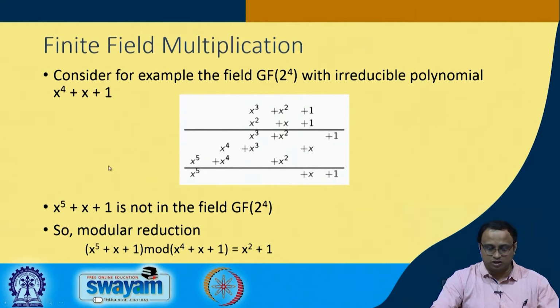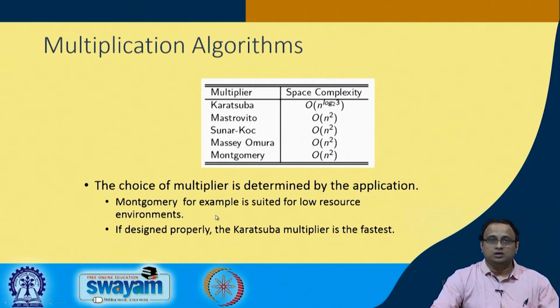So the irreducible polynomial for GF(2^4) is, say, x^4 + x + 1. Basically, I take this polynomial, divide it by x^4 + x + 1, and take the remainder. The remainder in this case is x^2 + 1.